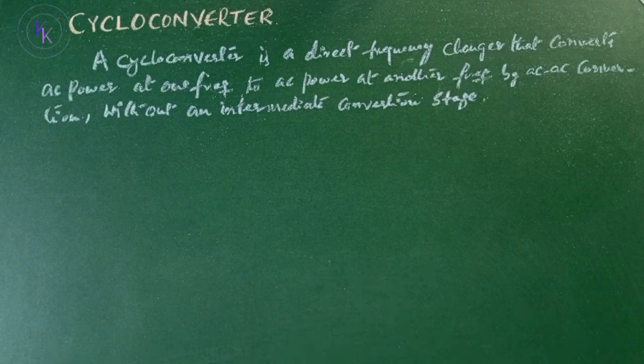A cycloconverter is a direct frequency changer that converts AC power at one frequency to AC power at another frequency by AC to AC conversion without any intermediate conversion stage.